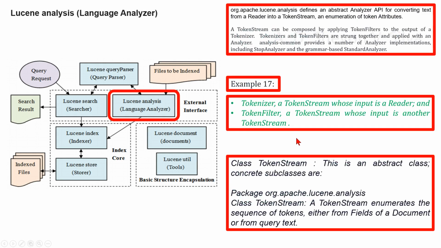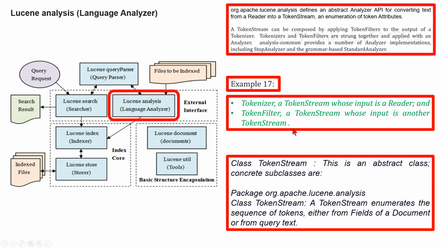Now we are considering the class TokenStream. This is an abstract class. Concrete subclasses are here. The class TokenStream in package org.apache.lucene.analysis. A TokenStream enumerates the sequence of tokens either from fields of a document or from query text.